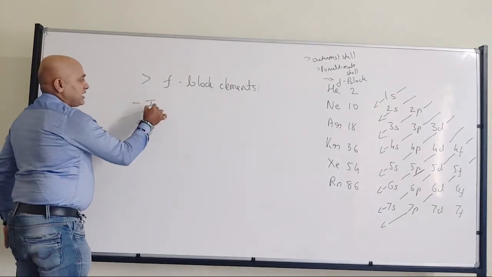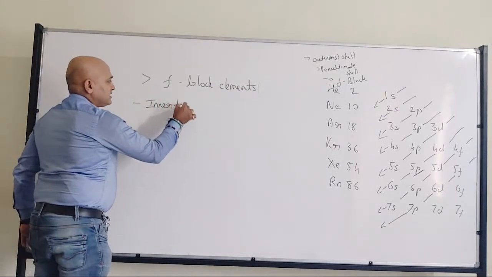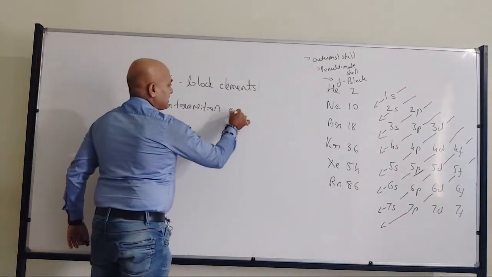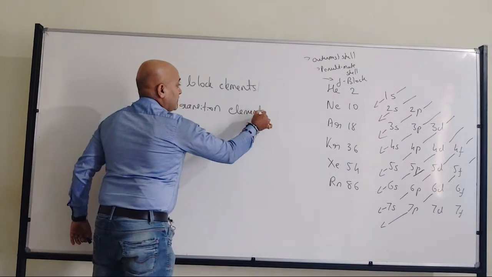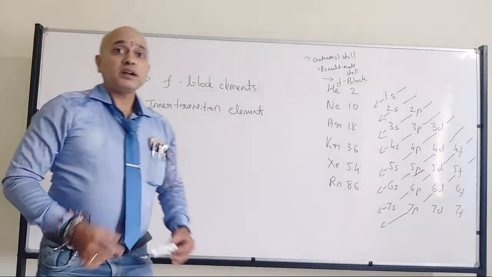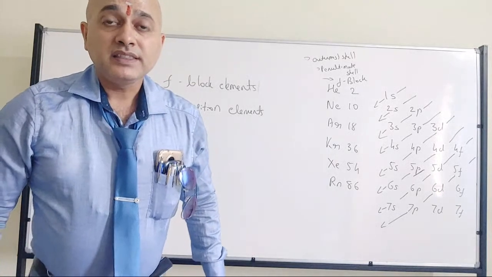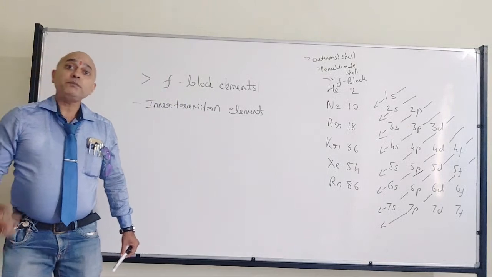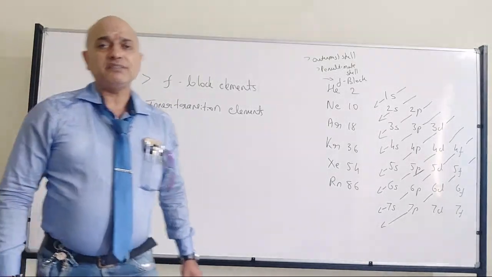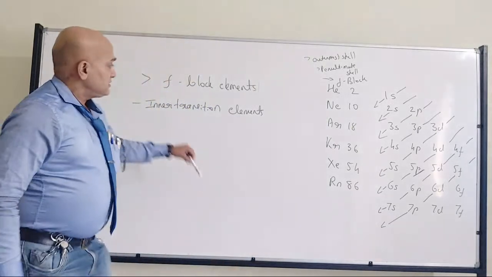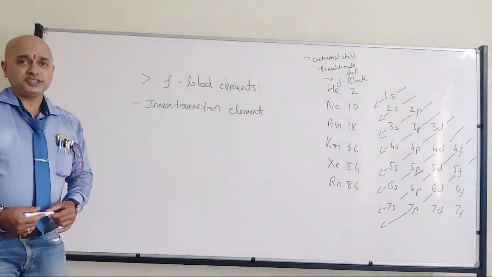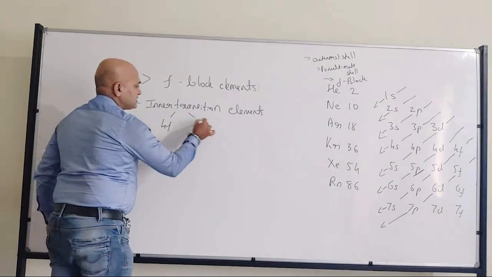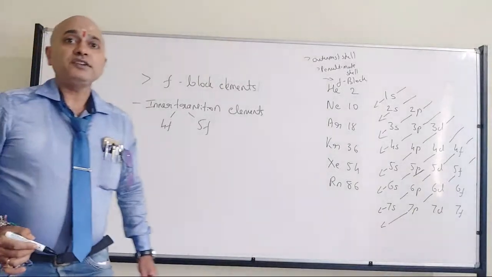Now, what is the another name? Another name here is inner transition elements. Why are they called inner transition? Because in these elements there will be filling of the inner energy level, not the penultimate, even inner to the penultimate energy level, which is getting filled up. So therefore they are called inner transition elements. And there are two types. One is 4f inner transition elements and another is 5f.